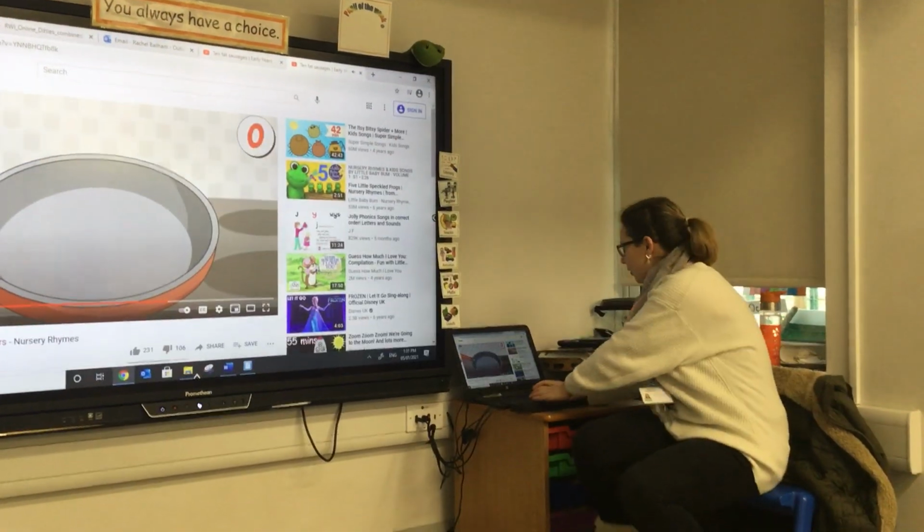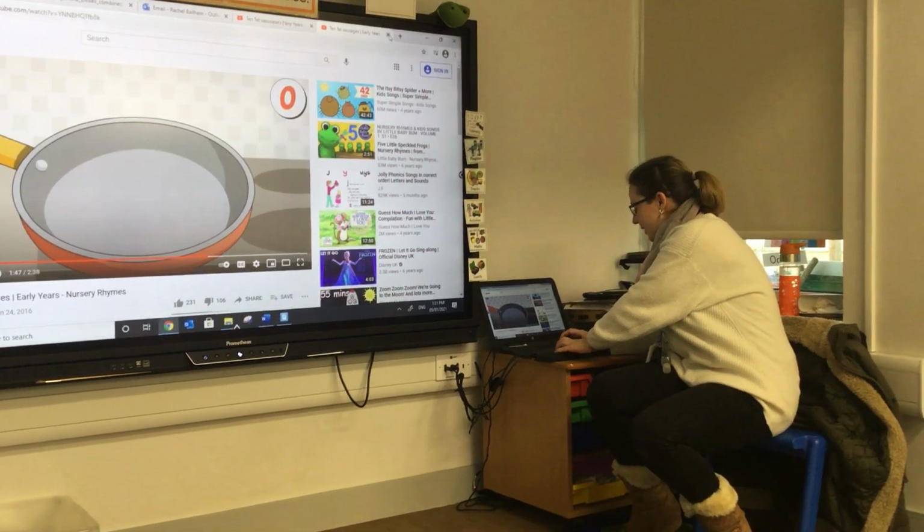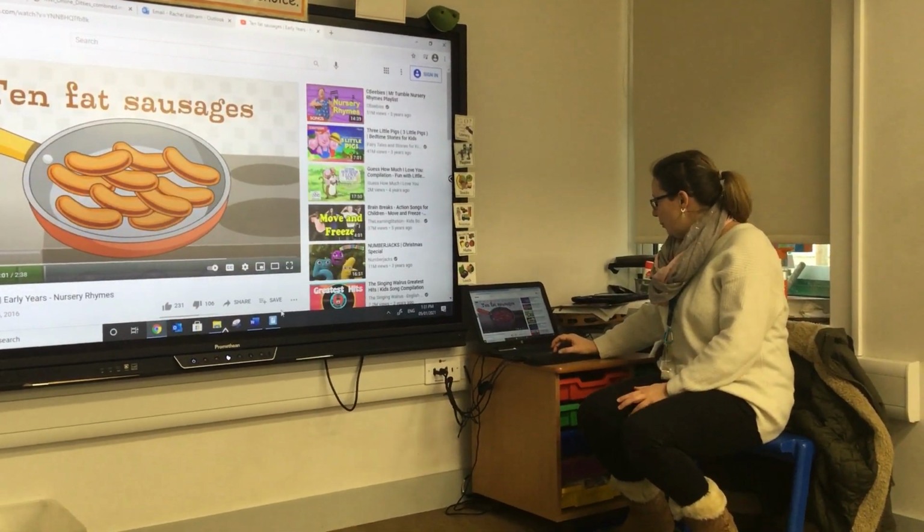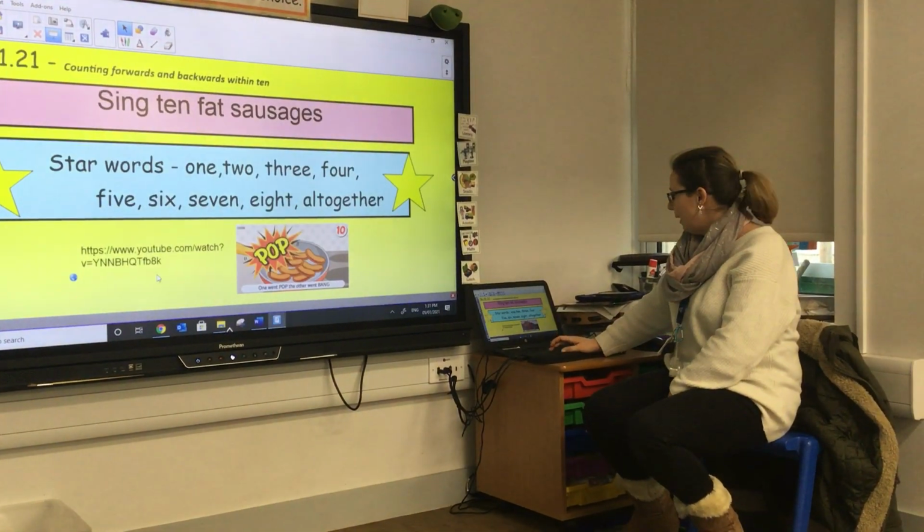There we go, that's the end of our sausages. So we started at 10 and ended up with 0 because we were counting down, we were counting backwards.